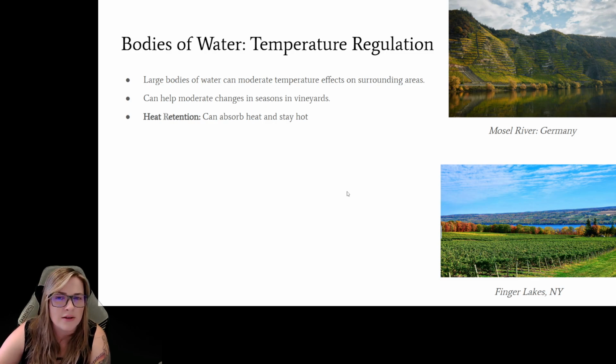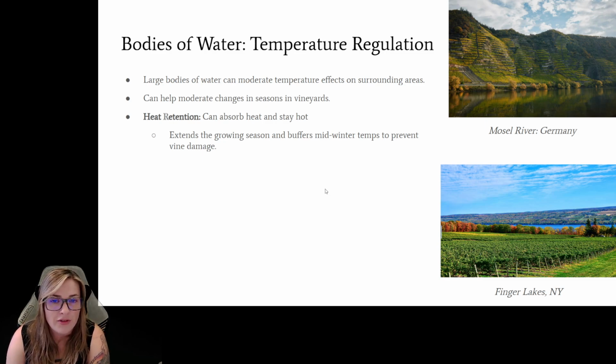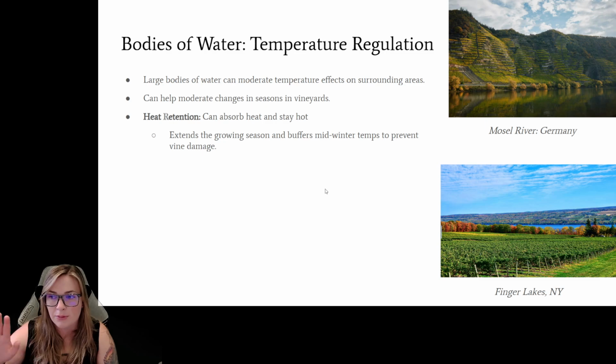So what does that mean? Water can absorb heat. It has a very nice heat retention. It can absorb heat and stay hot. This will help extend the growing season and buffer the midwinter temperatures to prevent vine damage. So you think of a really hot summer, the water is slowly absorbing all of that heat. Just as temperatures start to drop into the fall and winter, that water is still warm. So it works like a heater for the land mass around it to keep it from becoming cold faster. And it will eventually start to absorb that cold weather, but it'll take quite a bit of time before that water gets cold, right?